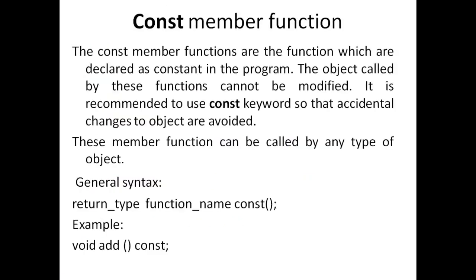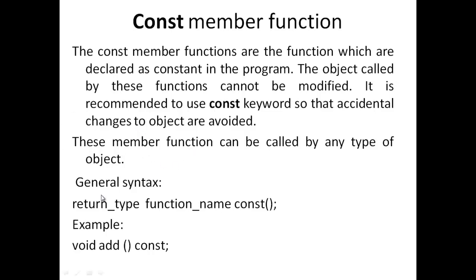Next one is the constant member function. A constant member function means a function which is declared as constant in the program. The object called by these functions cannot be modified, and it is recommended to use the constant keyword so accidental changes to the object are avoided. This member function can be called by any type of object, that means either a normal object or a constant object.